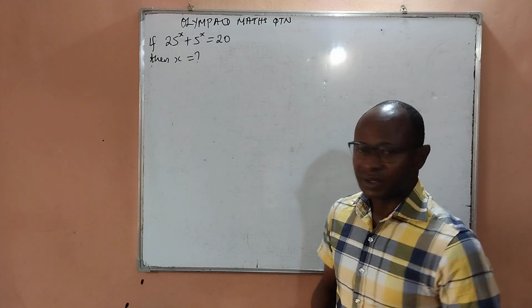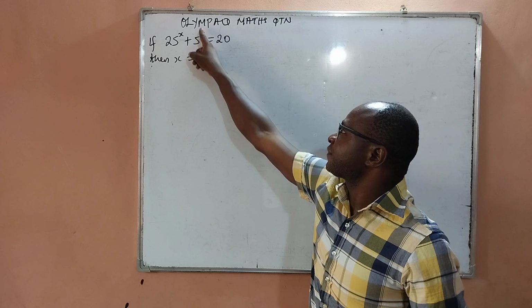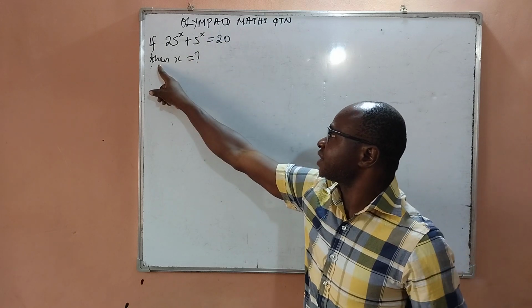Today's class is an Olympiad math question. If 25 to the power of x plus 5 to the power of x is equal to 20, then what is x?